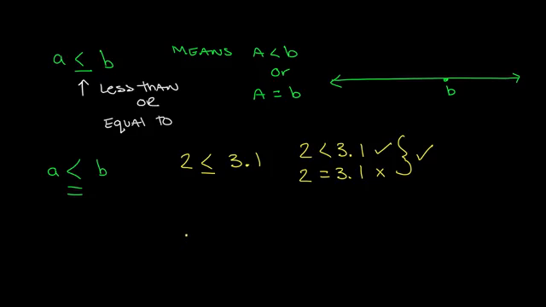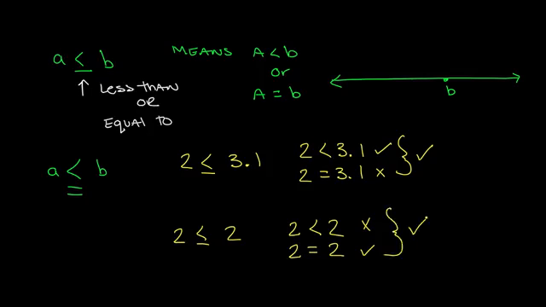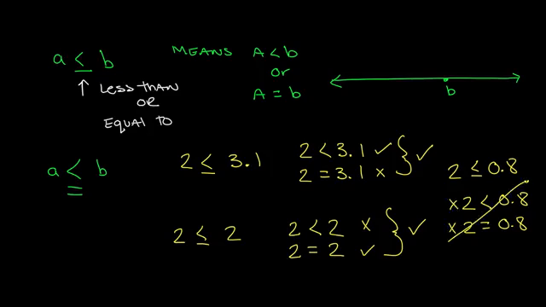Say, on the other hand, someone claims that 2 is less than or equal to 2. So that means that the person says either 2 is less than 2 or 2 equals 2. First one's false, second one's true. Taken together they're true. And let's take one where we lose. Suppose someone wants to say that 2 is less than or equal to 0.8. This means that either 2 is less than 0.8 or 2 equals 0.8. First one of these is false, the second one is false, and so we don't win. It's false overall.